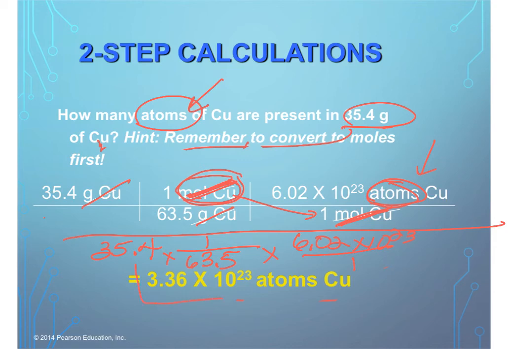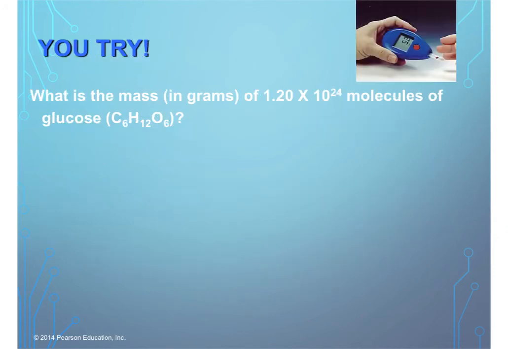And when you punch all that into your calculator, you get that 35.4 grams of copper equals 3.36 times 10 to the 23rd atoms. See if you can do this one on your own. So turn off the video and try to work it yourself, and then come back.